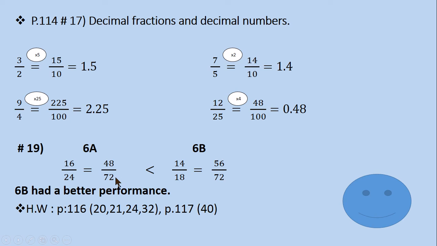Now 48 over 72, 56 over 72. We compare. 6A is less than 6B. Then we say that 6B had a better performance.